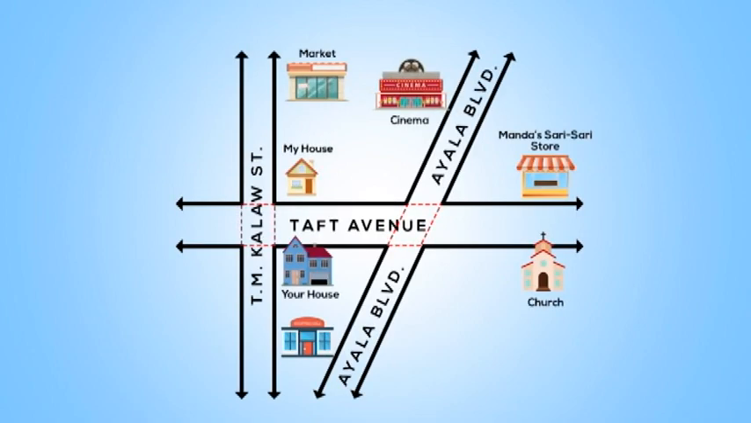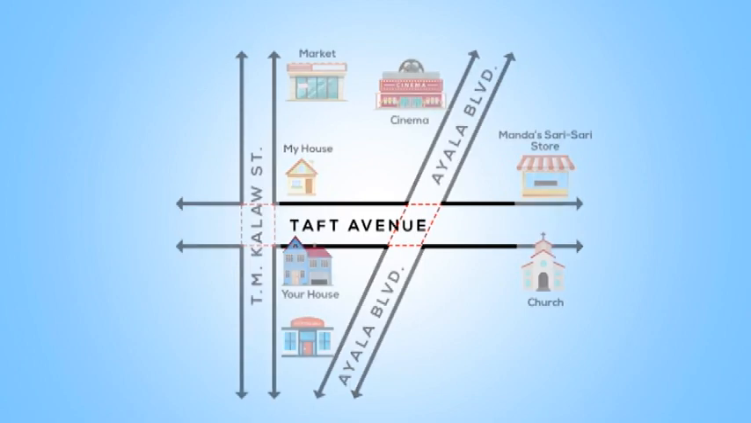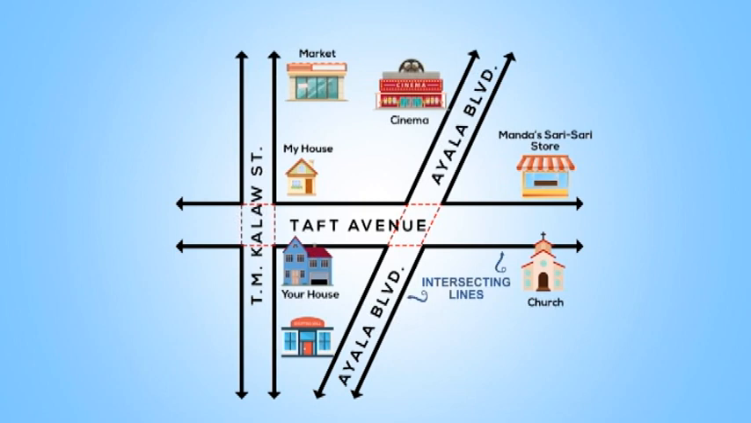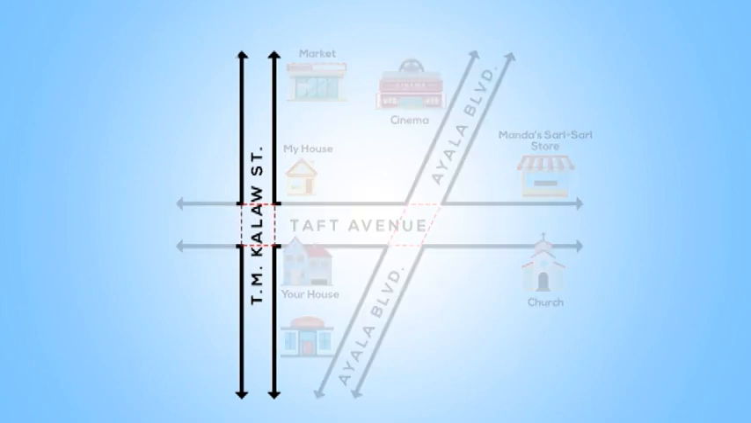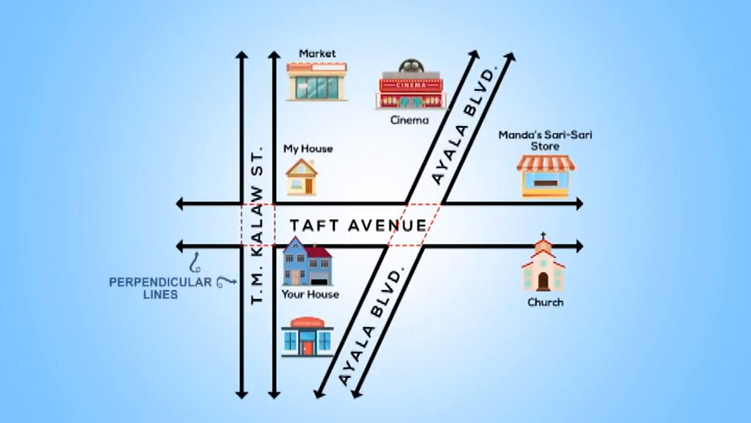If we look at them individually, each side of the street forms a line. Taking both lines and not looking at other streets, we see that the lines on each side of the street run parallel to each other, making them parallel lines. The intersections between each street, like what you see at the corner of Taft Avenue and Ayala Boulevard, form intersecting lines. T.M. Kalaw Street and Taft Avenue, meanwhile, form a pair of perpendicular lines.